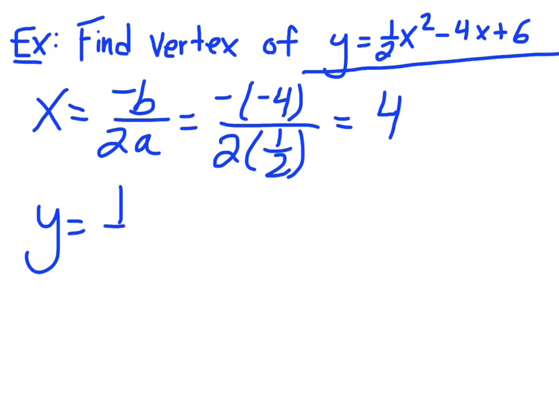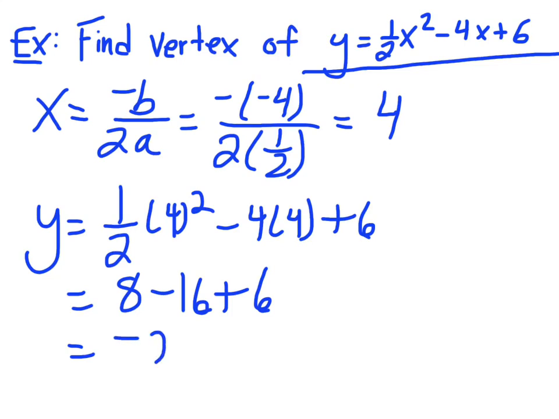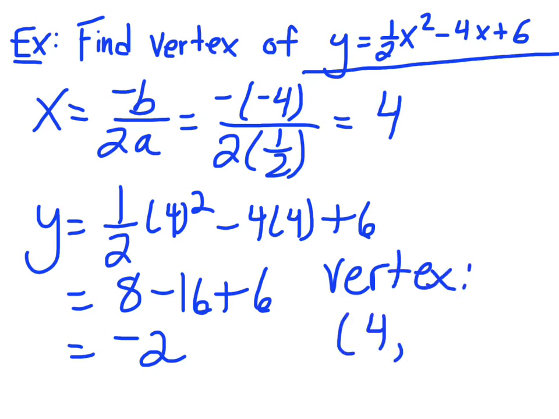y is equal to 1/2 times 4 squared minus 4 times 4 plus 6. So 4 squared is 16, divided by 2 is 8, minus 16 plus 6. So that's going to be negative 2. So in this case, my vertex is 4, negative 2.